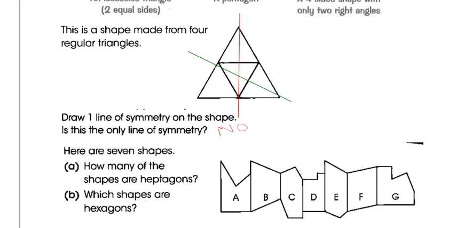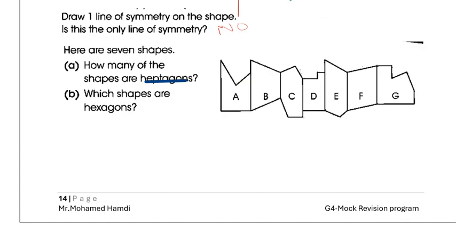Here are 7 shapes. How many of these shapes are heptagons? Heptagon means 7 sides. So let's count heptagons, 7 sides. Count 1, 2, 3, 4, 5. This is a pentagon. A is a pentagon. Let's count for P. 1, 2, 3, 4. Quadrilateral.